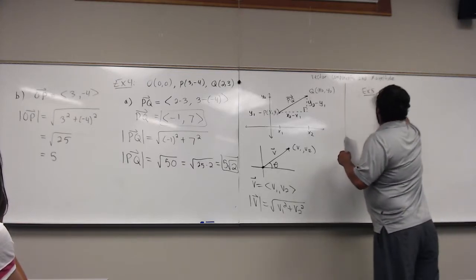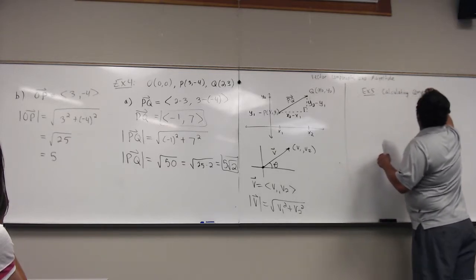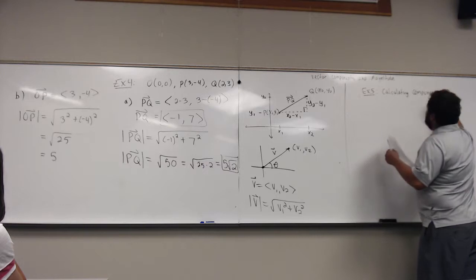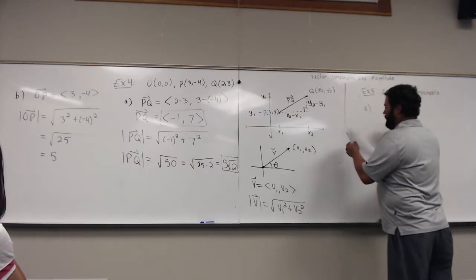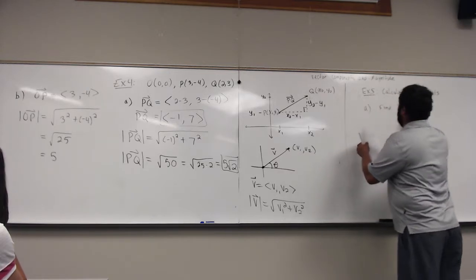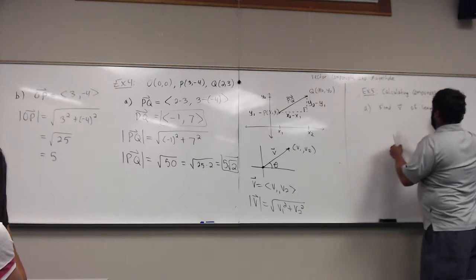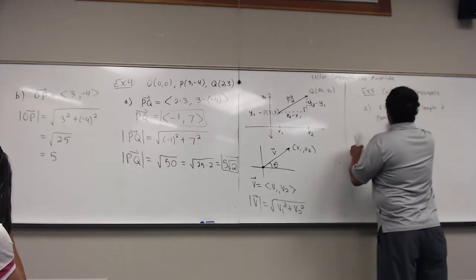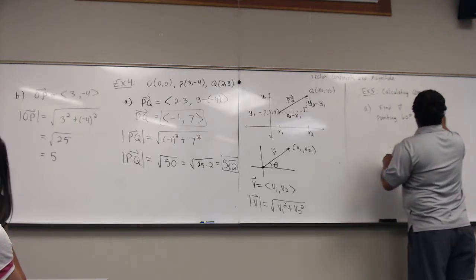So example 5, calculating components. Part A says, find the component form of a vector v. So find the vector v of length 6, pointing 60 degrees above the positive x-axis.